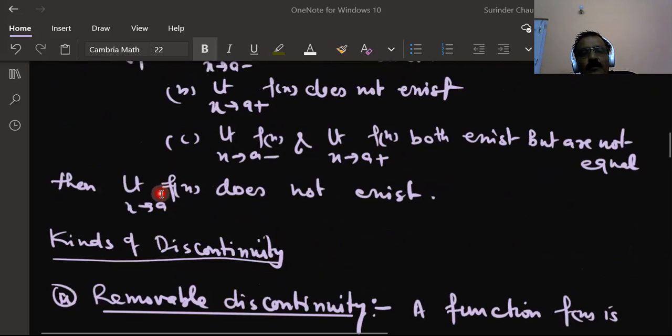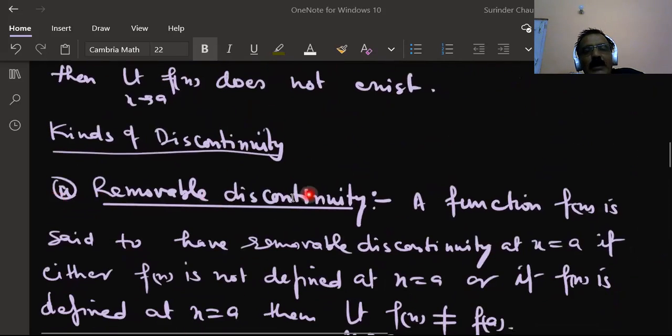If not, then the limit as x approaches a does not exist. For the limit at a neighborhood point to exist, the left limit at the point must exist, the right limit at the point must exist, and both must be equal. So there are different possibilities for which the function is not continuous. A function not continuous at a point means the function is discontinuous at that point. So we have classified discontinuity into different kinds of discontinuities.